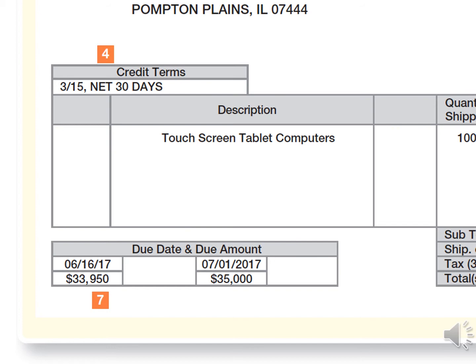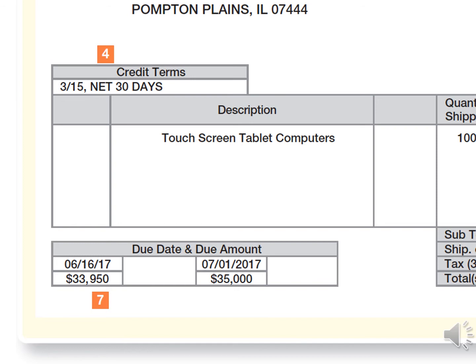3/15, net 30 days. This means that if we pay this invoice within the first 15 days, we can claim a 3% discount. If we don't pay within the first 15 days, then the net amount of the invoice, the full $35,000, is due within 30 days. You can see that at the bottom of the invoice, number 7, they've also identified the exact dollar amount and taken this discount for us.